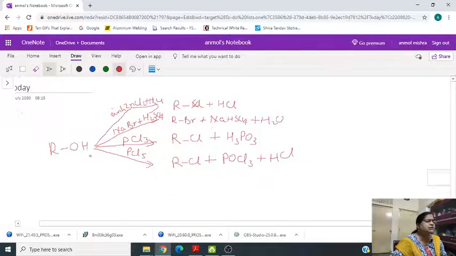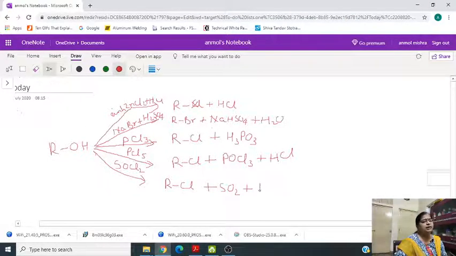And the last and the most beneficial method is when alcohol reacts with thionyl chloride, SOCl2. It forms alkyl halide, that is RCl, plus SO2 plus HCl. Now why is it a beneficial method? Because these two products are gaseous in nature, they escape out.